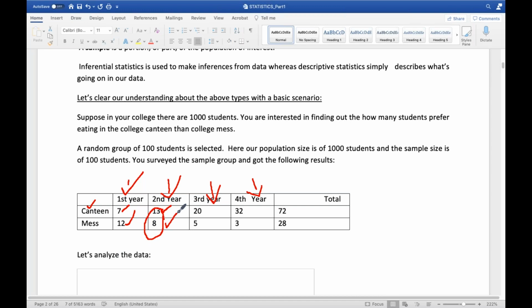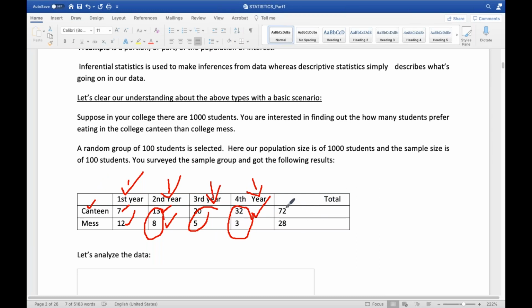Of the 21 people, 13 are interested in the canteen, and 8 are not interested in the canteen; they are interested in the mess only. And we are taking 25 students from the third year, and 20 of them are interested in the canteen, and 5 are interested in the mess. Coming to the next group, we are taking almost 35 persons. Out of 35, 32 people prefer the canteen and 3 people prefer the mess.